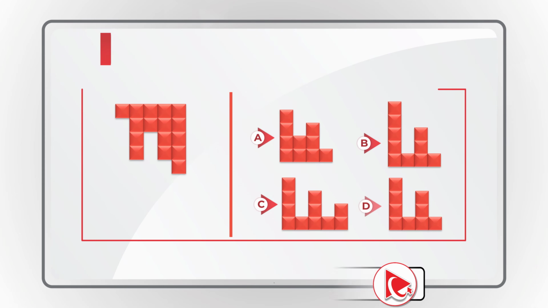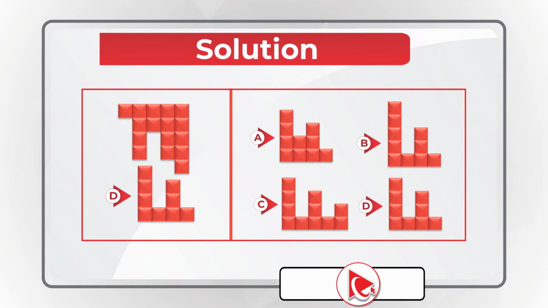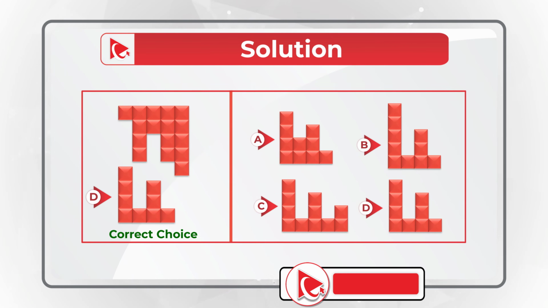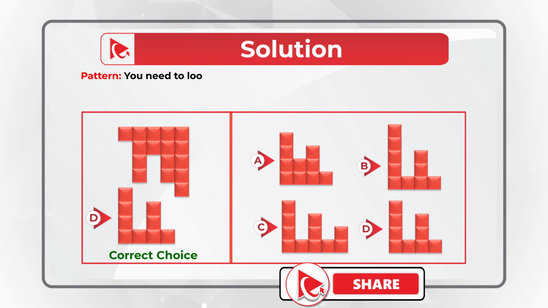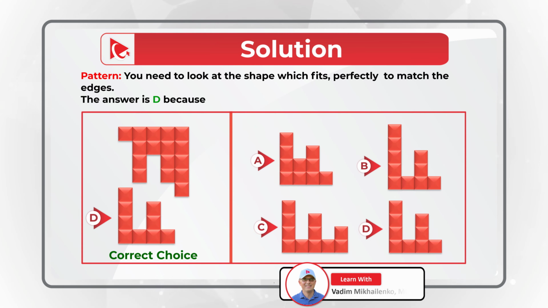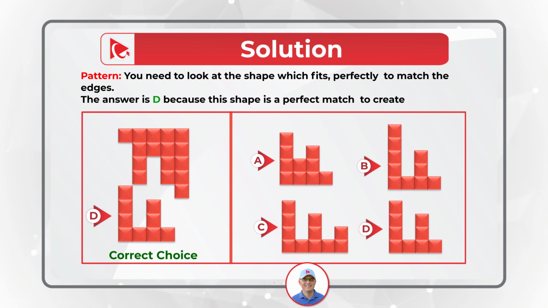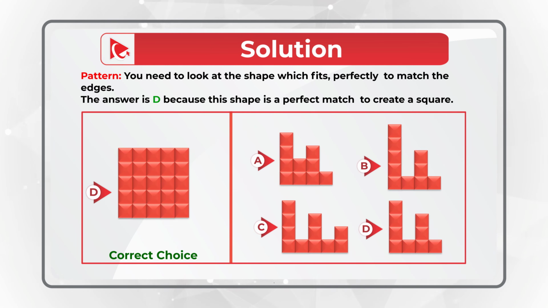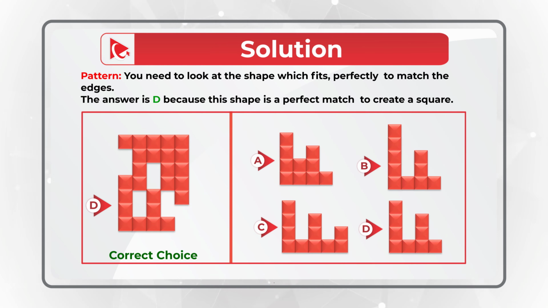As you might have figured out, the correct choice here is choice D. And to get to this answer, you need to look at the shape which fits perfectly to match the edges. Since this is the 5 by 5 square, choice D is the perfect shape, because it matches perfectly to create a full square. Hopefully you've nailed this question on your own and now know how to answer similar problems on the test.